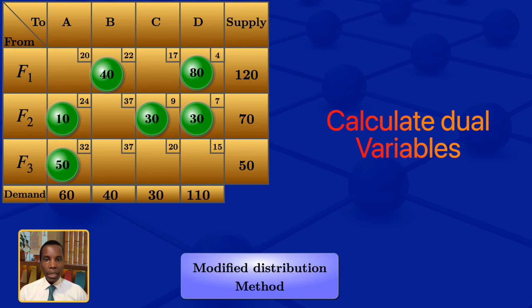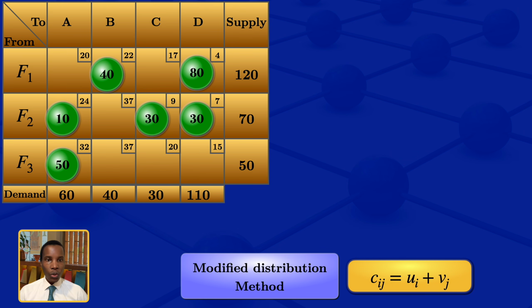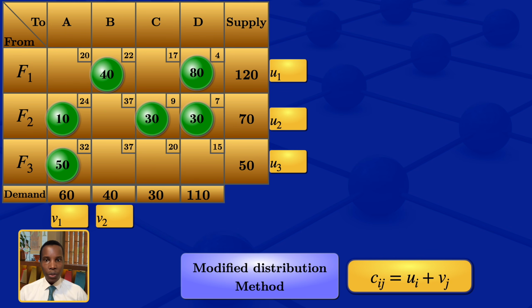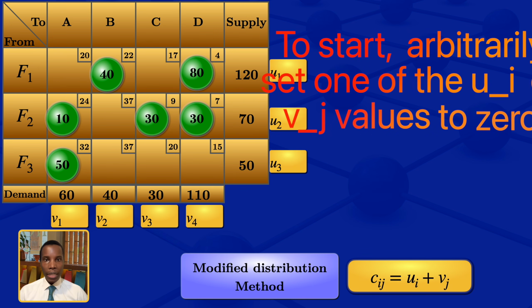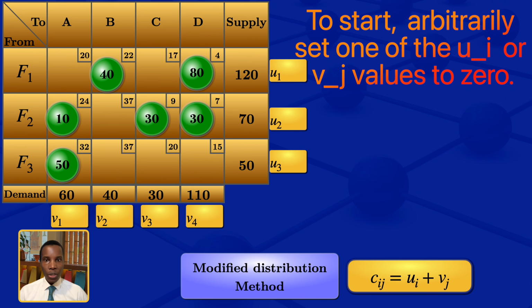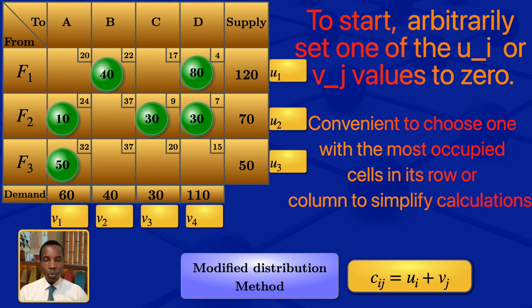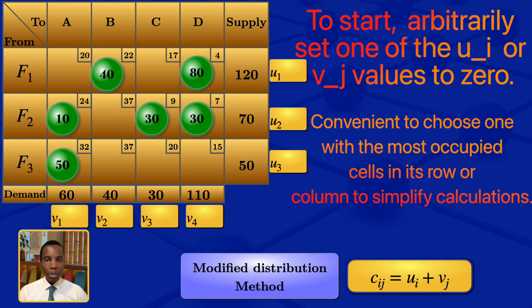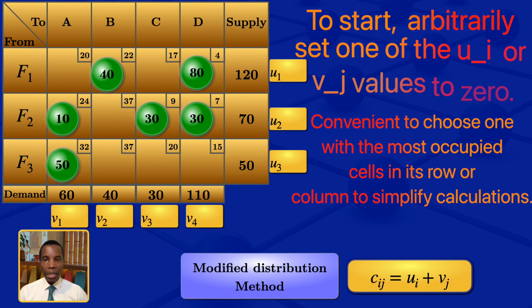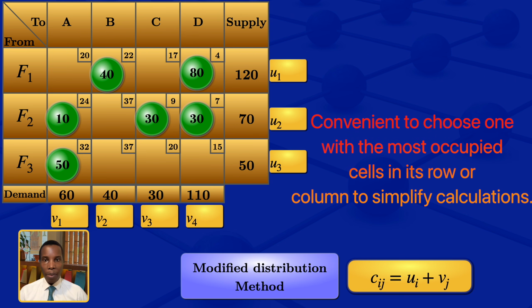We'll be looking at each occupied cell, and the formula that we use is Cij equals Ui plus Vj. So for each row, we would have a U: U1, U2, U3, and for the columns V1, V2, V3, and V4. To start with, we set one of the u's or v's to be equal to 0, but it is convenient to take the one in a column or row which has the most number of allocations.